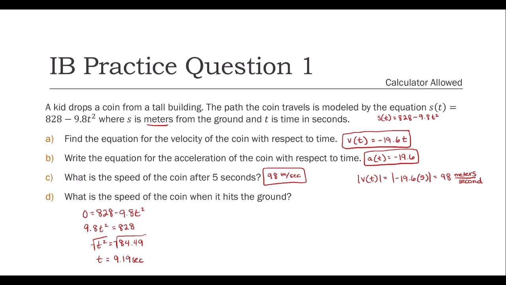It would be plus or minus, but you don't have negative time, so that's why we just use our positive value here. So it's going to hit the ground after that much time, so we want to know the speed when it hits the ground. So we'll do the absolute value of v of t when t is 9.19. So you'd have the absolute value of negative 19.6 times 9.19, which equals approximately 180.12. And this is speed, so it's meters per second. So that would be going really fast by the time it hits the ground.